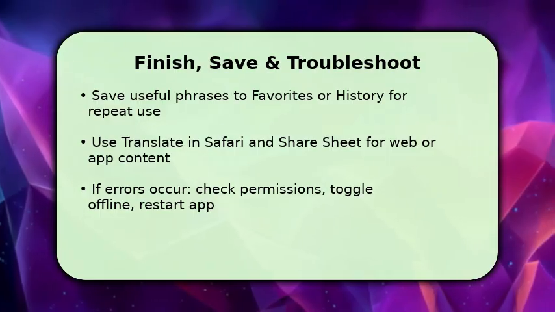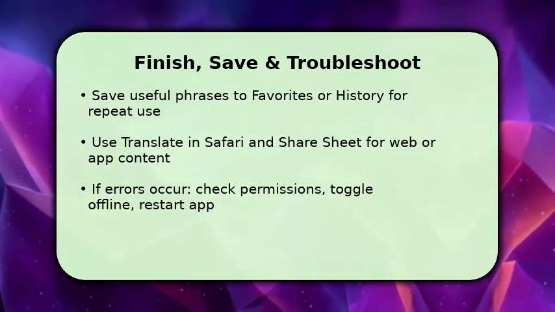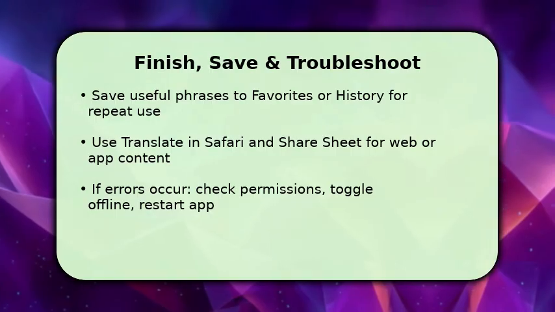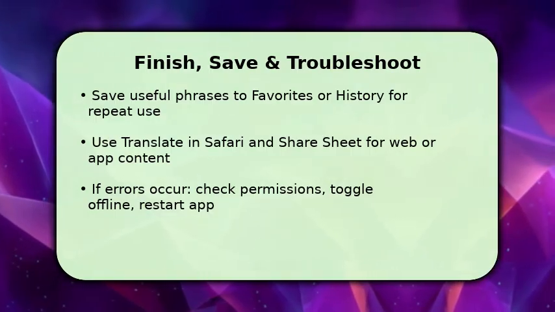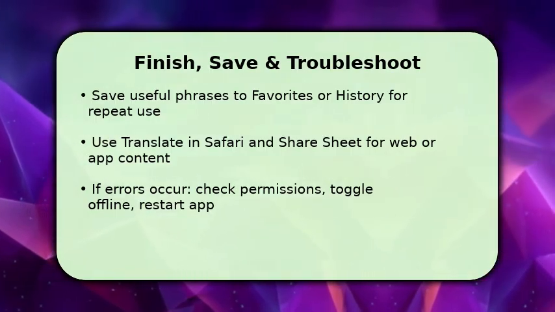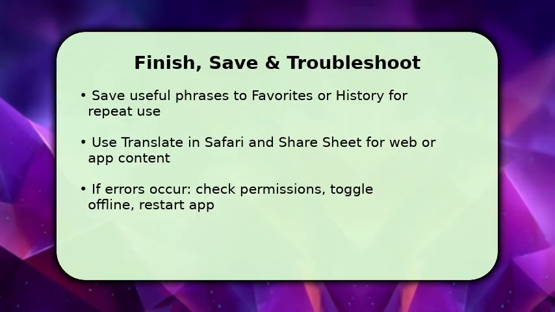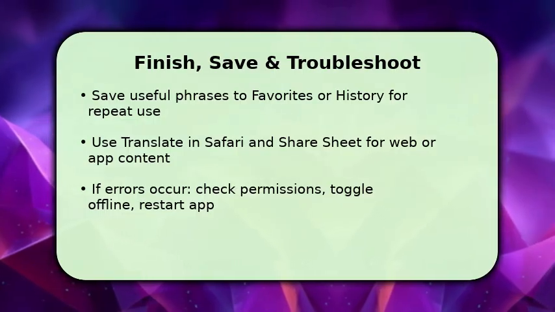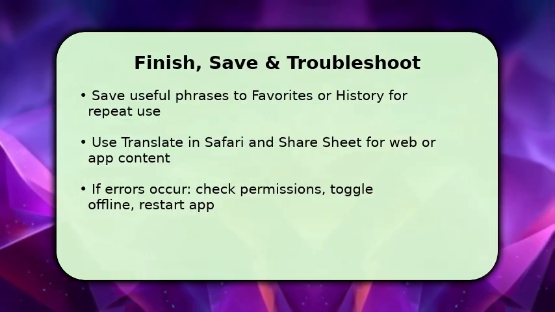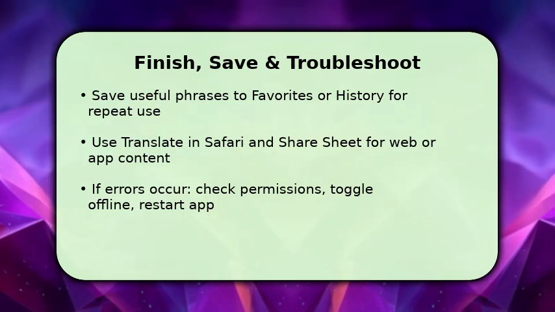If translations fail or audio stutters, first check microphone and network permissions, toggle offline language downloads, and restart the Translate app. A reboot often clears lingering audio or permission issues. Finally, adjust voice and speech rate in settings if playback sounds unnatural.